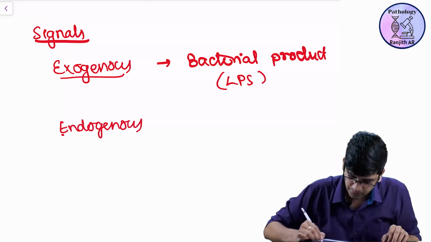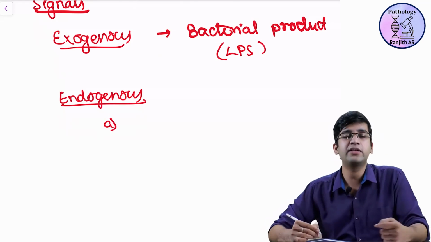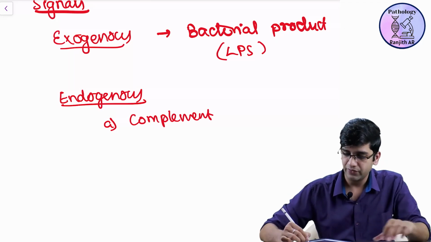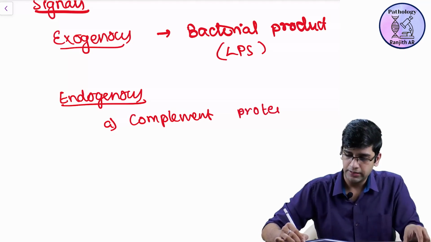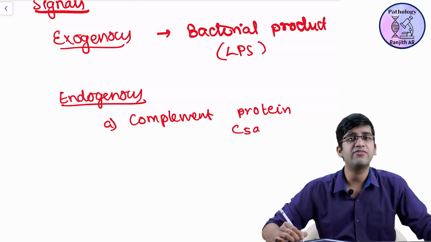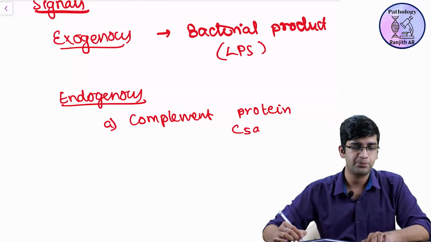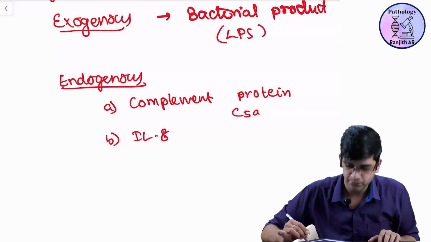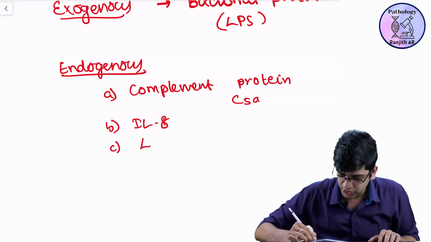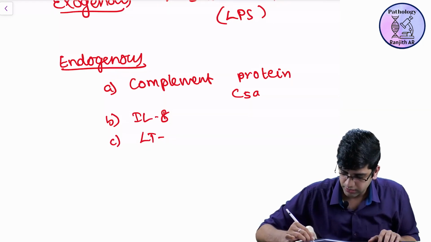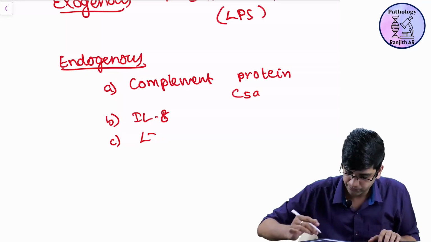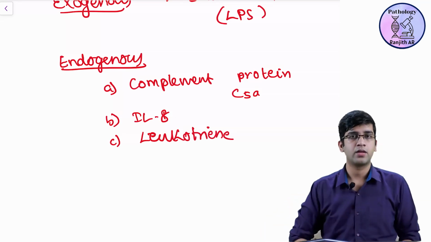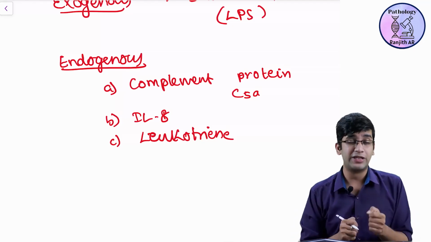See, endogenous signals, one of the important signals is complement proteins. Of complement proteins, we have C5a. The C5a complement protein is one of the most important things here. We have interleukin 8. We have leukotrienes. Fine. We have all these. These are my chemotactic factors.